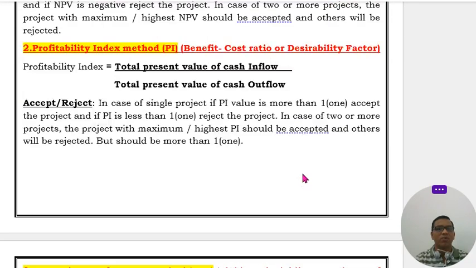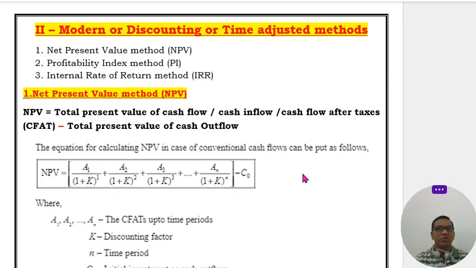Under the modern techniques, discounted cash flow method, there are mainly three methods: net present value method, profitability index method, and internal rate of return method. I will try to solve all three methods together in a single practical problem. So let us start. What is NPV, the net present value method? The net present value formula is total present value of cash inflows minus total present value of cash outflows.